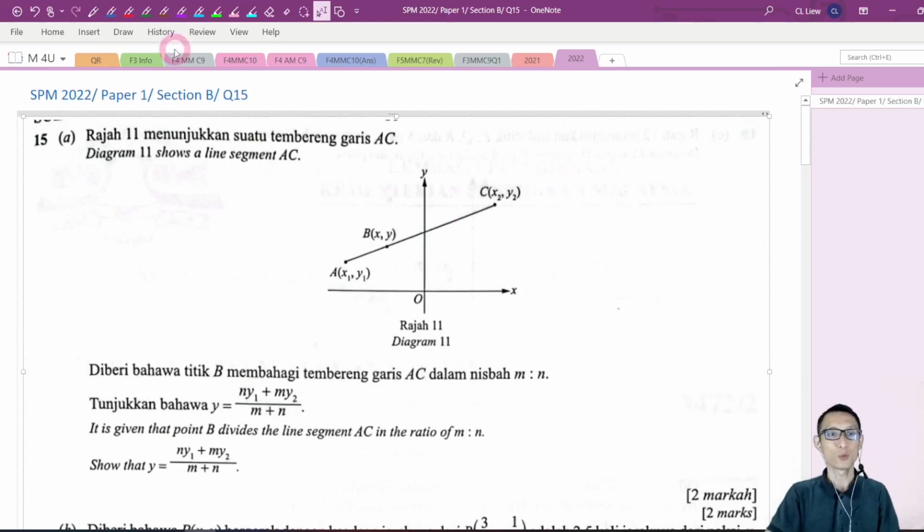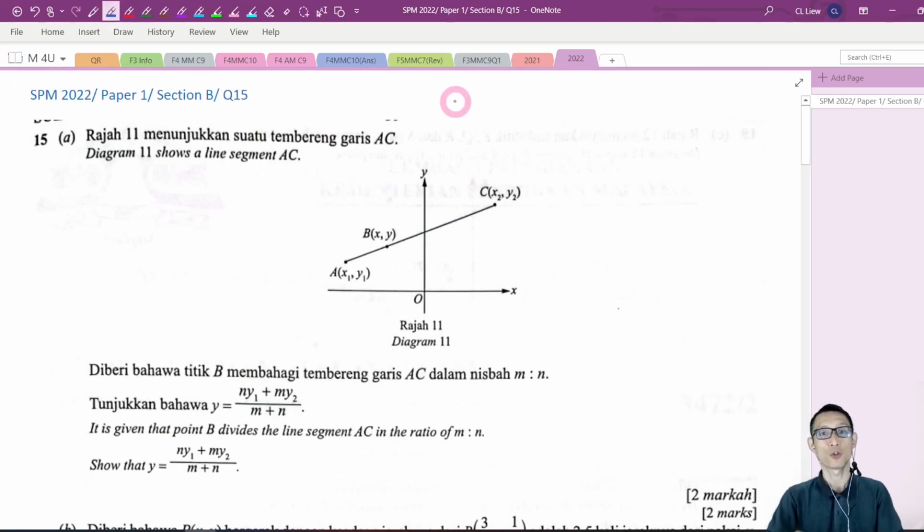Hi everybody, in this video, let's look at some questions from your Form 4 Applied Math Chapter 7 Coordinate Geometry. All the questions here are taken from SPM 2022. Now, let's look at this question. This is from SPM 2022, Paper 1, Section B.